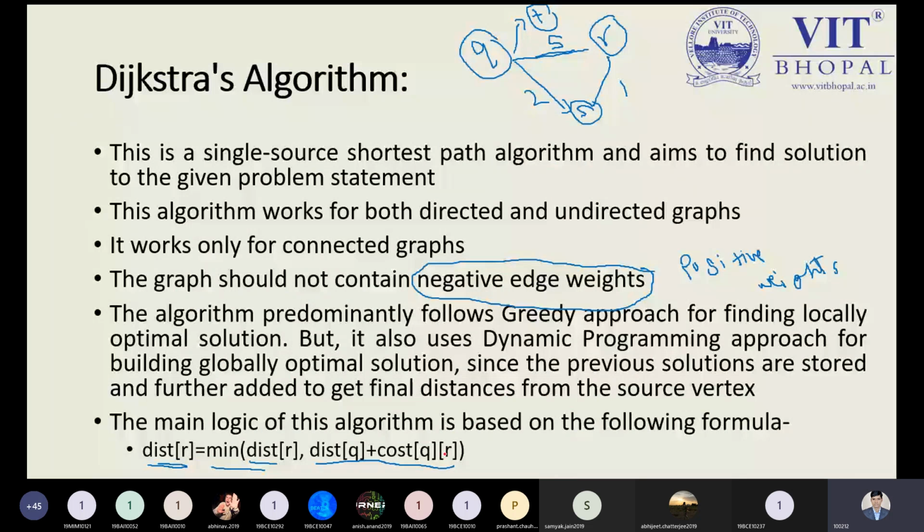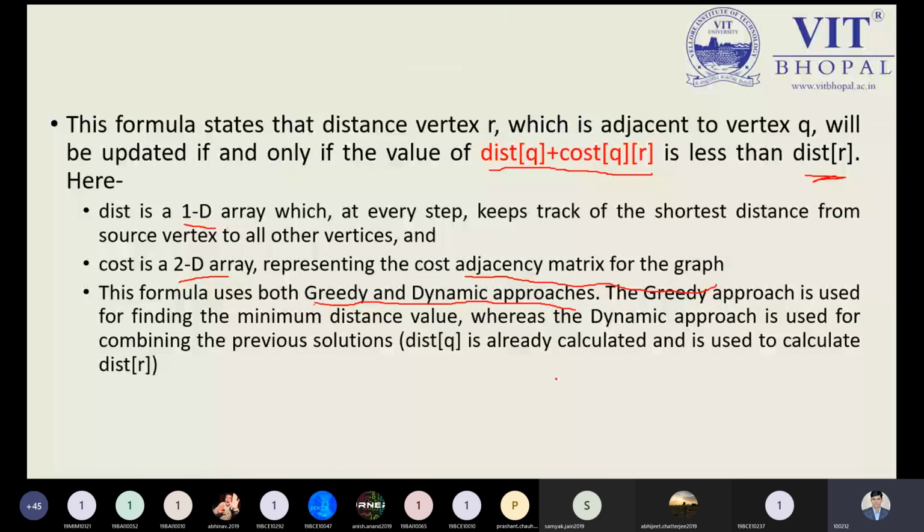So that's why we have this idea. We will pick the minimum distance. I'm just reading the point over here. The greedy approach is used for finding the minimum distance value, whereas the dynamic approach is used for combining the previous solution. So this d[q] is already calculated and is calculated with distance r.